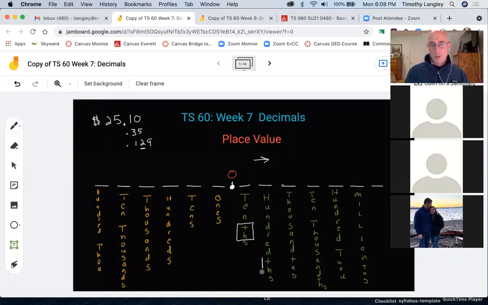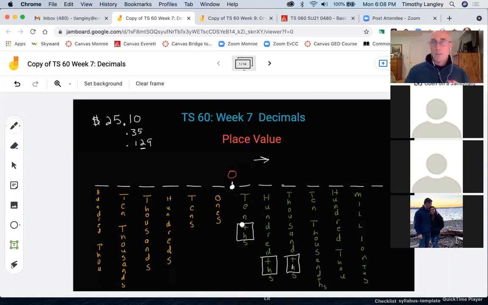Notice there's a TH every time. The reason I'm pointing this out is that whenever you see numbers spelled out with THs like this, hundredth, tenth, thousandth, with that TH in it, that means it's a decimal place. It's to the right of the decimal mark. And so that's what decimals look like.